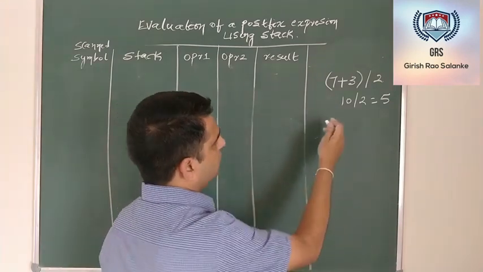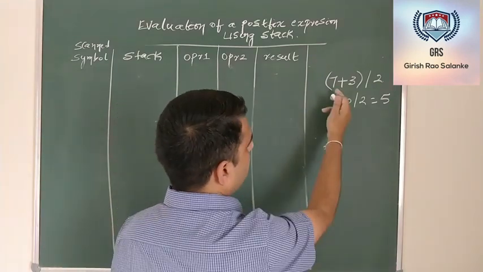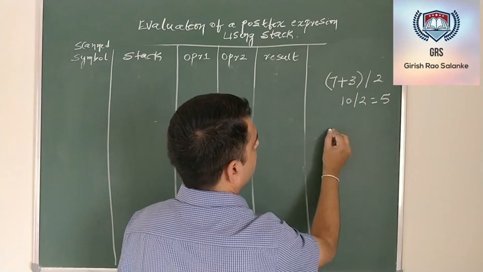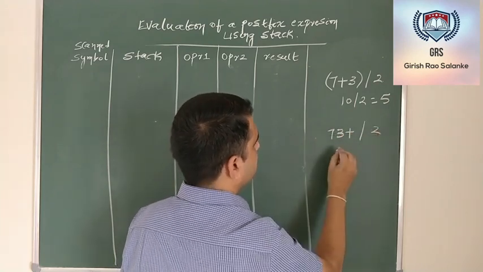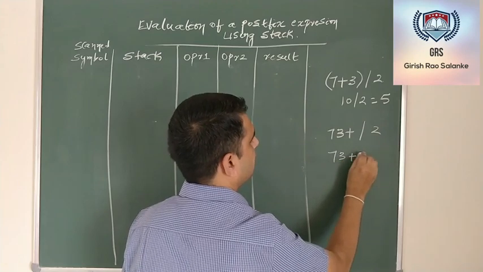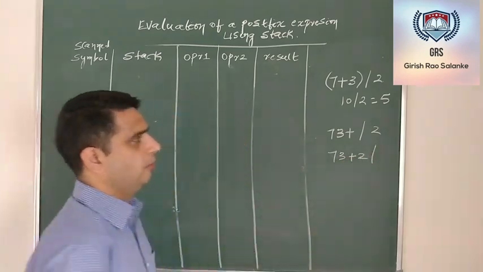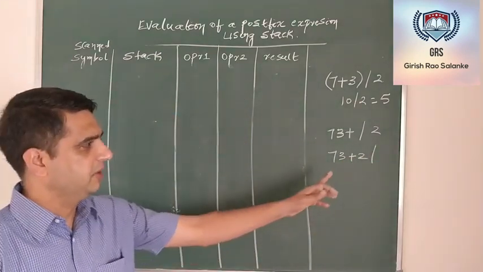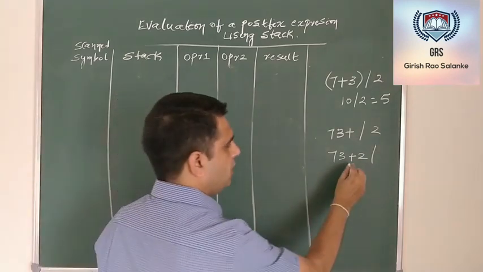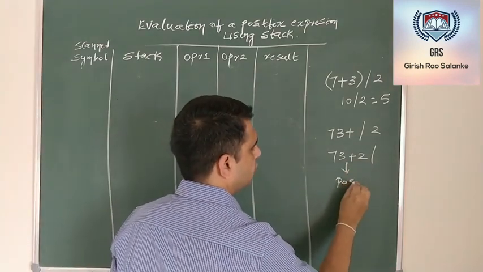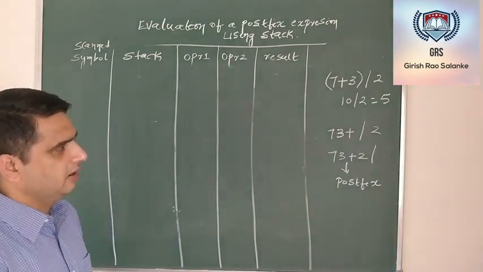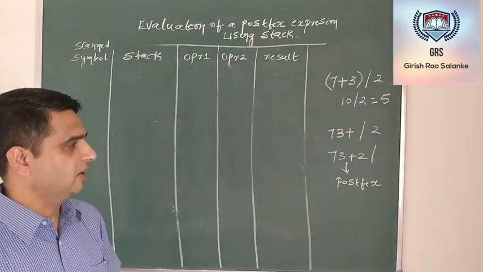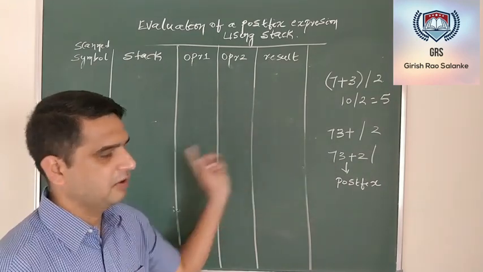Now the input should be the postfix expression. So the equivalent postfix expression for this is 7 3 plus divided by 2, which is 7 3 plus 2 followed by the division operation. So this is my input for the algorithm. This is the equivalent postfix. Now let me check the algorithm that we have designed, whether we are going to get the correct answer or not. Scan the expression from left to right.